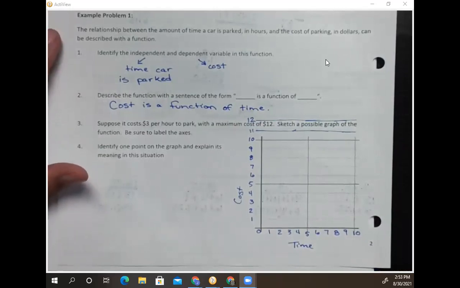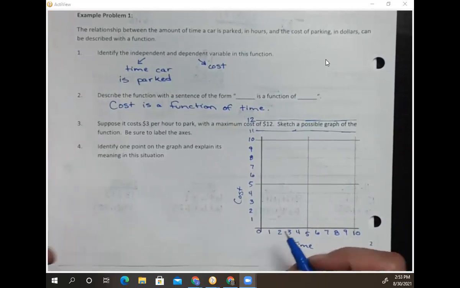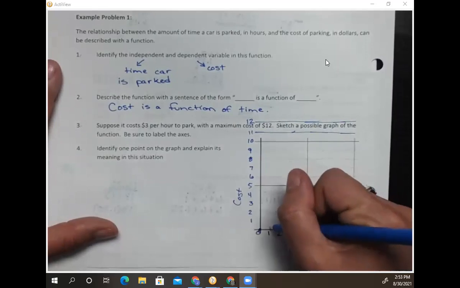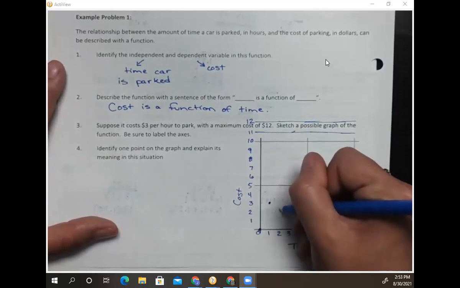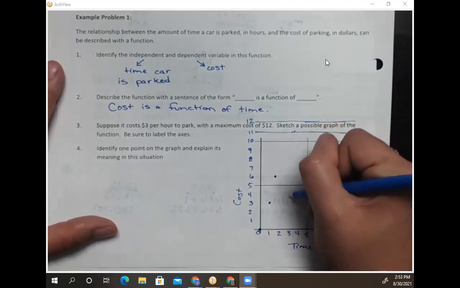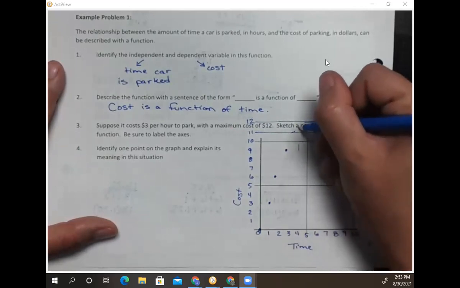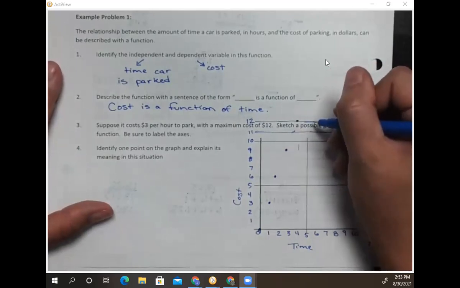So let's look at some points that are going to be on this graph. If I don't park in the parking garage, how much will it cost me? If I never pull my car in there? 0, yeah? How about if I park there for 1 hour? That's $3. If I park there for 2 hours, that's 6. If I park there for 3 hours, that's 9. If I park there for 4 hours, 4 hours was 12.